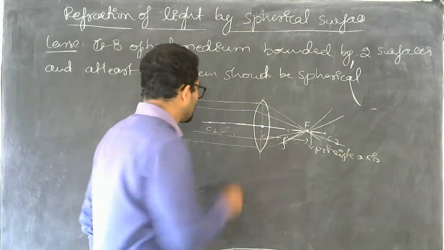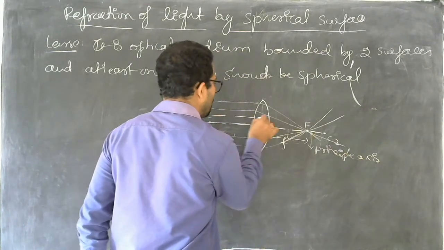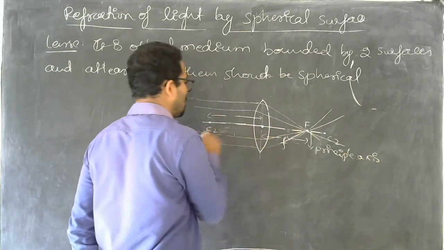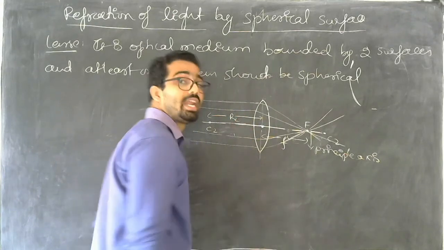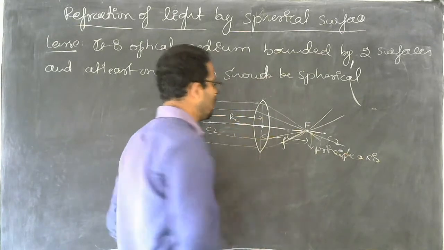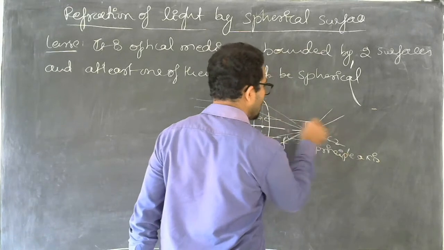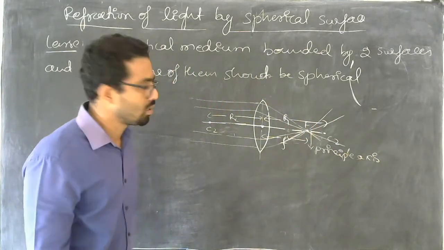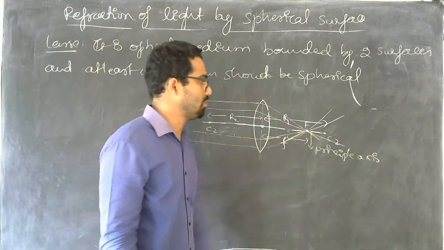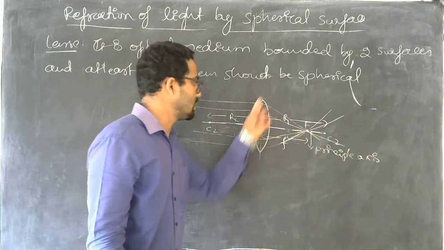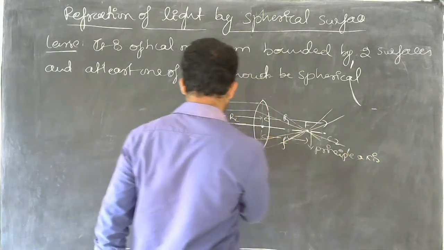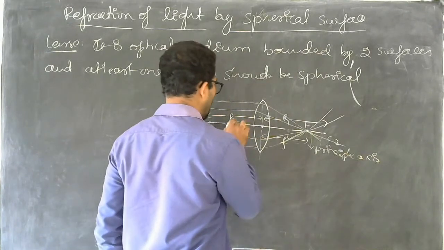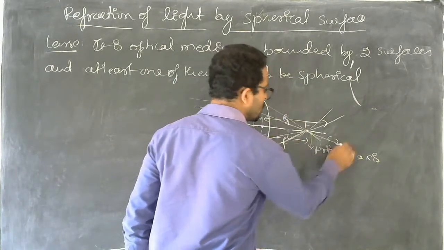Okay. So this is a distance from the optic center to the center of curvature. This is also called the radius of curvature. This is R2, and this is called R1. That is the center of curvature of this surface. Sorry, this is C1, R1. This is R2, C2.